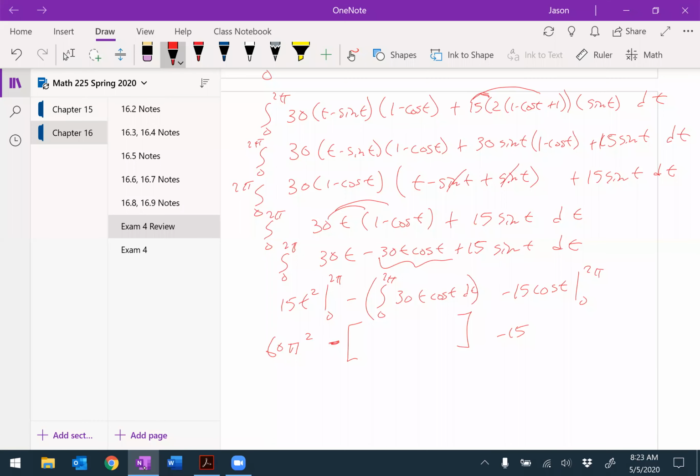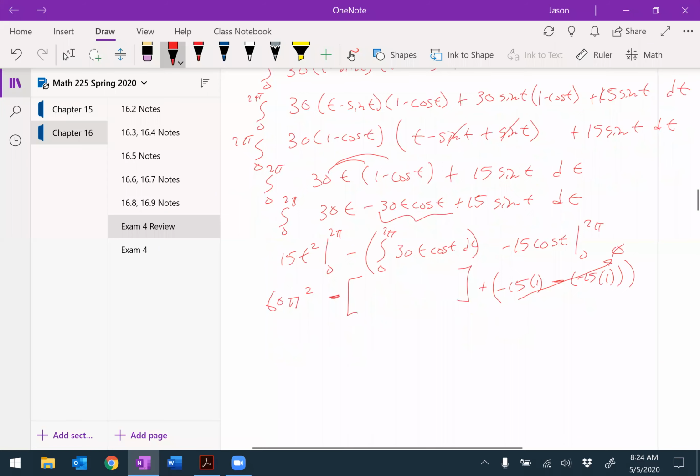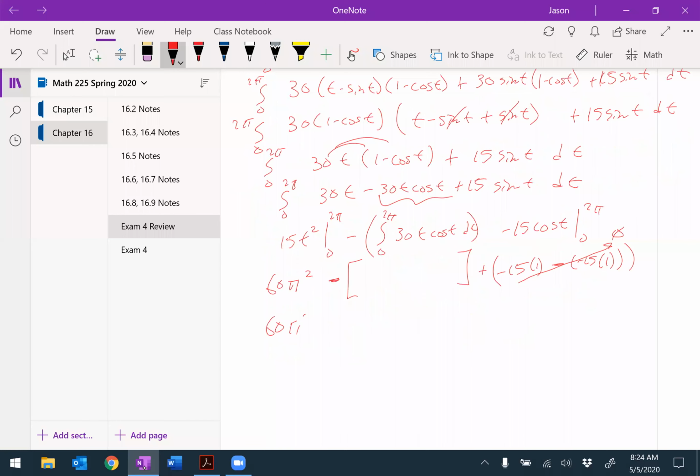Maybe I'll do a plus here. This is minus 15 because the cosine of 2 pi is 1. And so this is minus 15 times 1, and that's a minus 15 times 1 again. So what I end up doing is subtracting and adding the same thing, and so this whole thing goes to 0. So that goes away, which is nice. And so I'm just left with 60 pi squared minus this thing in the middle.